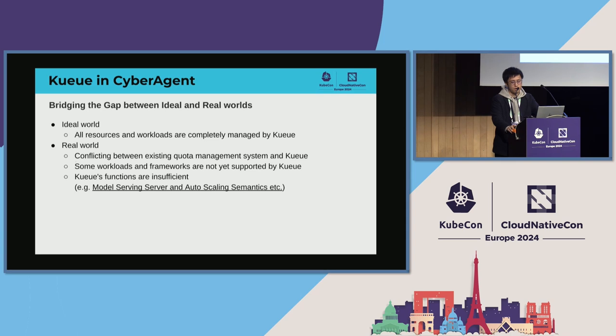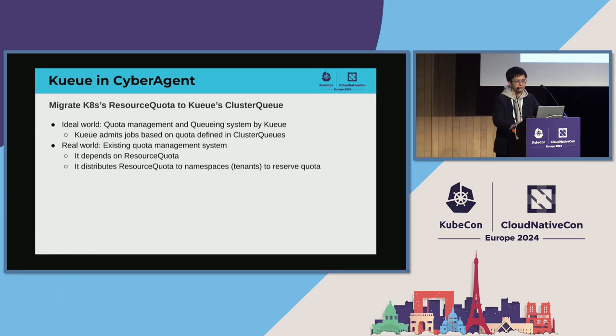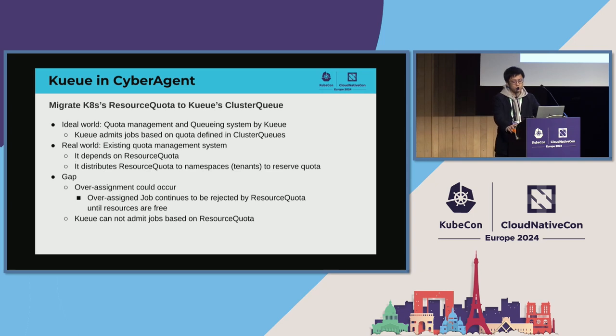In this slide, I would like to introduce issues specific to long-running operational clusters. Ideally, we should manage all computing resources and workloads by queue. However, there are some gaps in the real world, because in general, some kind of quota and workload management system already exists, and the existing system and queue often conflict. Actually, there are such gaps in my cluster. In my cluster, the existing quota management system depends on the Kubernetes core resource quota. Initially, we were planning to switch from the existing system to Kueue at once. However, we found that we need to migrate step by step because we need to avoid stopped services.